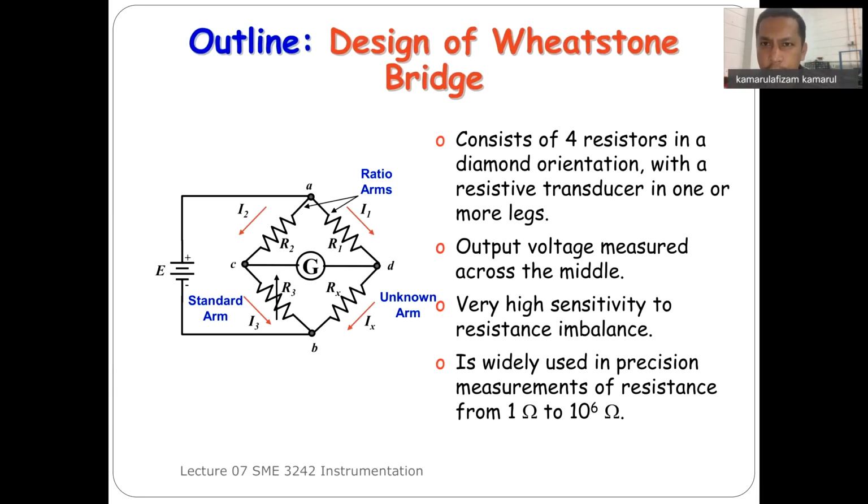So, looking into the network of resistances, you have R1, R2, R3, and R4. Please take note of the orientation. Please take note of the position of R1, R2, R3, R4, because this position is going to define the formula that we are going to see later on.